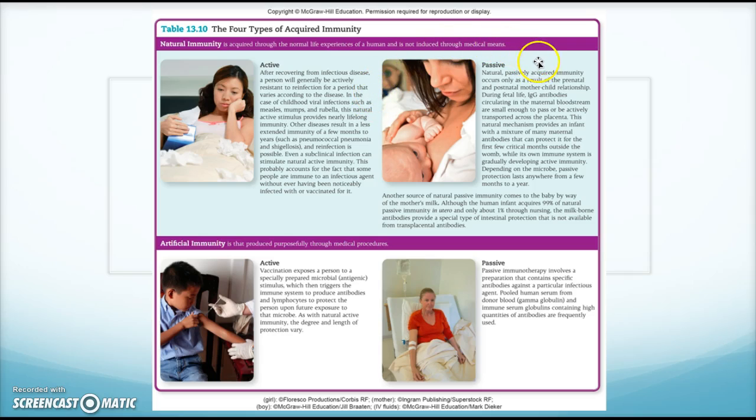It is possible to get passive immunity naturally, and in this case, this would be a result of the prenatal and postnatal mother-child relationship. So perhaps things that were passed through the placenta or through breastfeeding. This would be a way that an infant could get immunity without actually producing their own, and this is helpful, especially very early on in life, in those critical months before their own immune system has really started working. Now, we can also do artificial immunity.